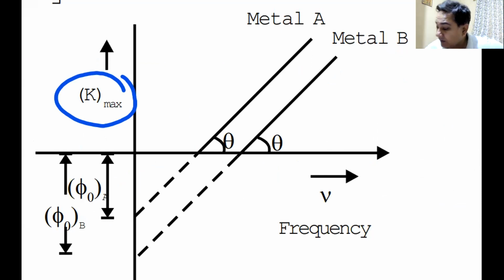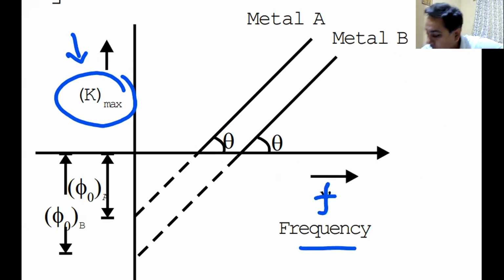So now I have kinetic energy plotted here on the y-axis, and we have frequency f plotted here. Do we see this? We have plotted a graph, and it's a straight line graph. Do we understand this? It's a straight line graph.